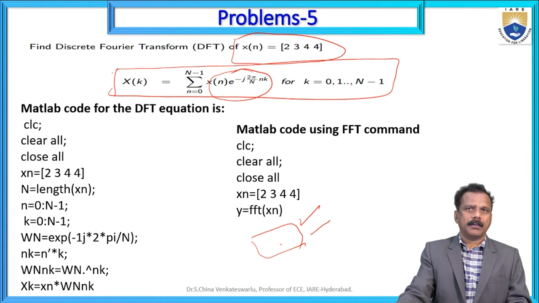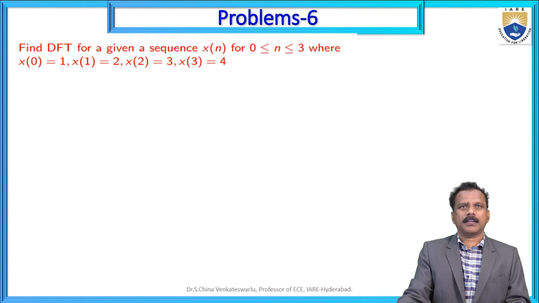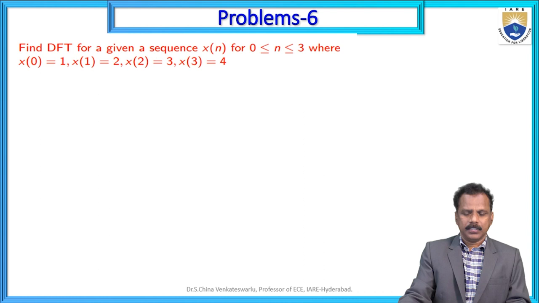Next, coming to the next example, next problem, because we are ready to verify the computation, whether the computation is efficient, either manual or practical operation. For that, find the DFT for the given sequence x of n for 0 less than or equal to n less than or equal to 3, where x of 0 equal to 1, x of 1 equal to 2, x of 2 equal to 3, x of 3 equal to 4.